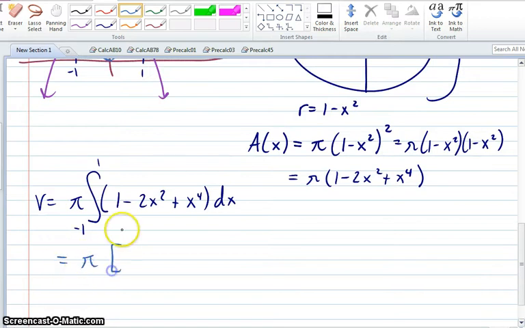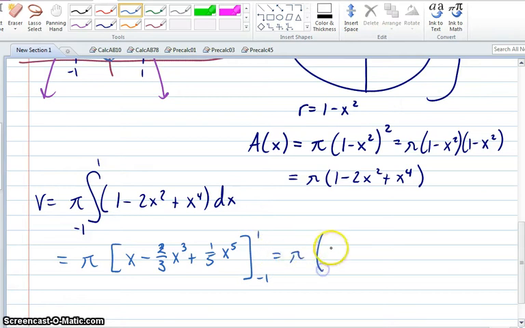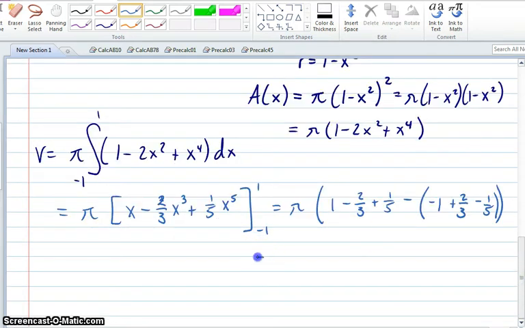We have pi times the antiderivative of 1, which is x, minus 2/3 x cubed, plus 1/5 x to the fifth, and we evaluate that from negative 1 to 1. Let's plug 1 in. We get 1 minus 2/3 plus 1/5, minus, when I plug negative 1 in, negative 1 plus 2/3 because of the double negative, and then minus 1/5. Now let's add like terms together. 1 plus 1 is 2, negative 2/3 minus 2/3 is minus 4/3, and 1/5 plus 1/5 is plus 2/5.